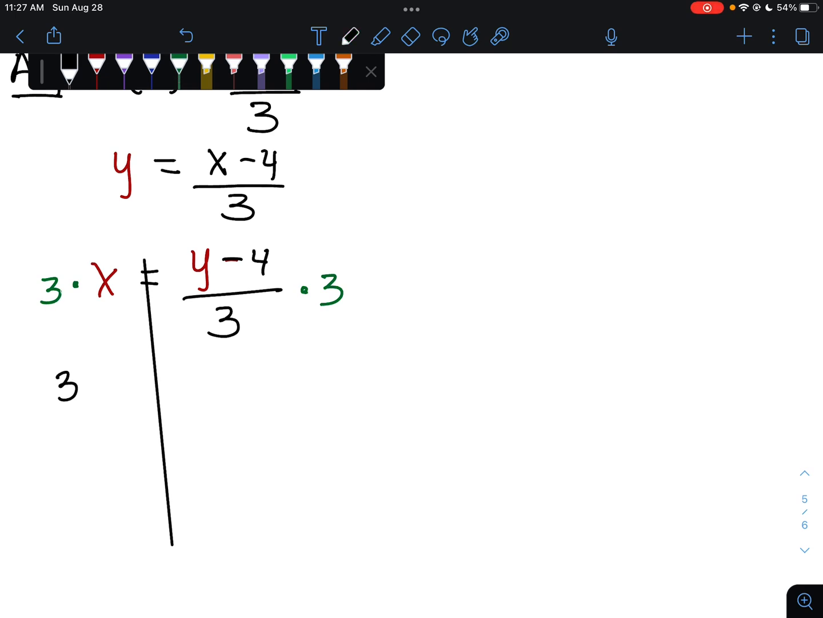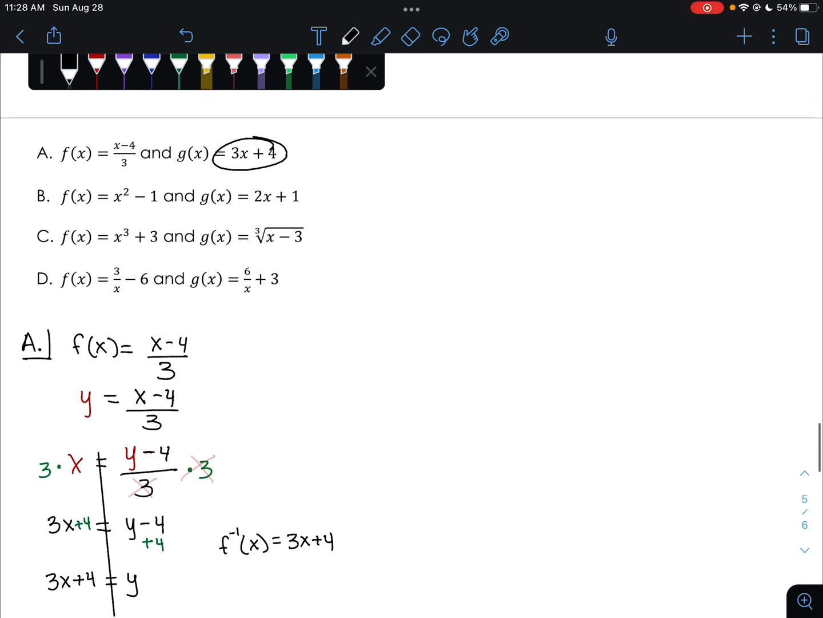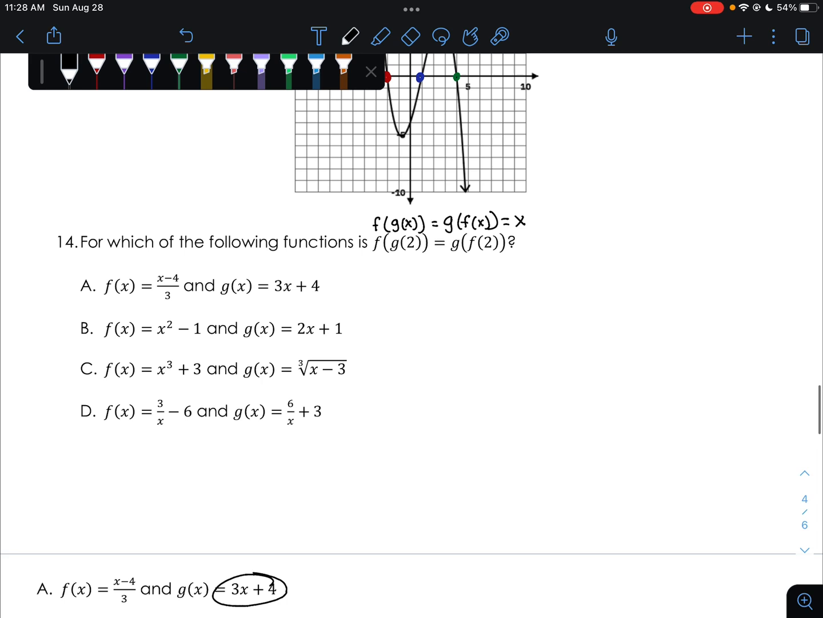That gives me 3x equals, over here, those 3's cancel out. So I have y minus 4. I add 4 to both sides, add 4 to both sides. That gives me 3x plus 4 equals y. So if I rewrite this using inverse notation, it's telling me that my inverse should be 3x plus 4. If I look at my answer choice, that is what it says my inverse is. So therefore, A would be something that works out.